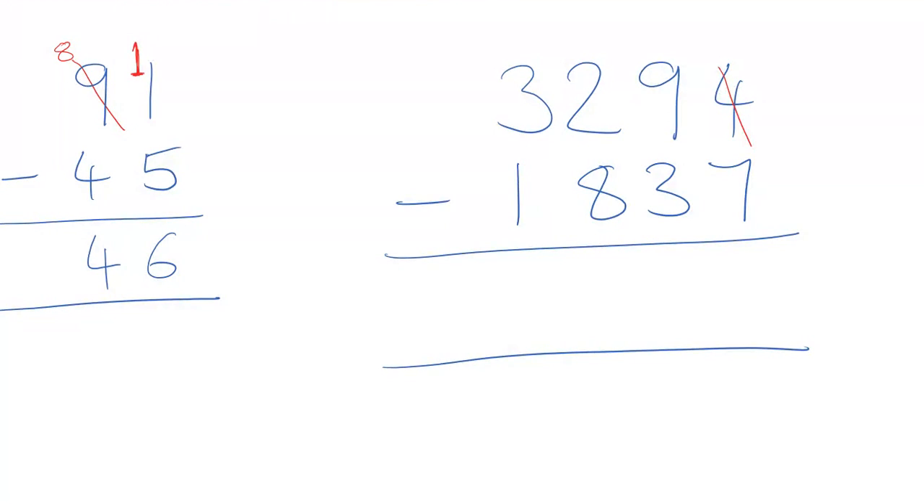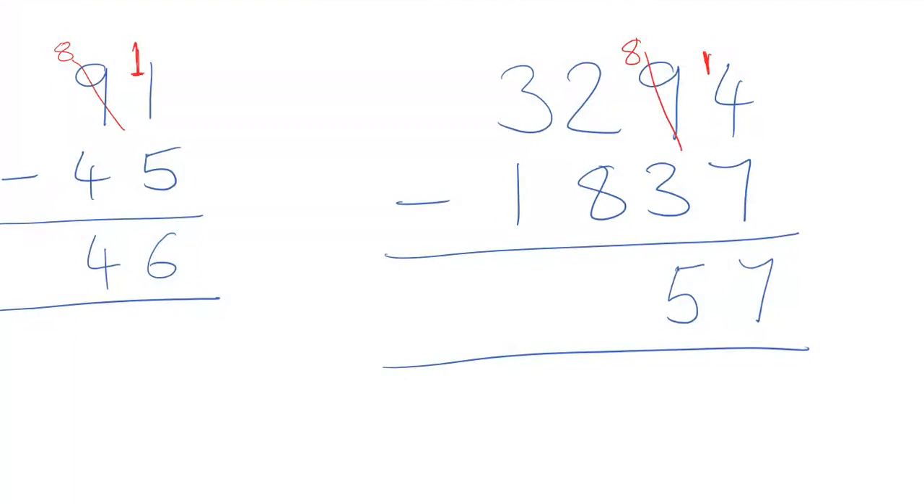So what we're going to do is we're going to borrow from the 9. So we cross out the 9 and write an 8. And we're going to write a 1 up there next to that, a 4 to make a 14. 14 take away 7 is 7. Now we move across. 8 take away 3 we can do. That's going to be 5.